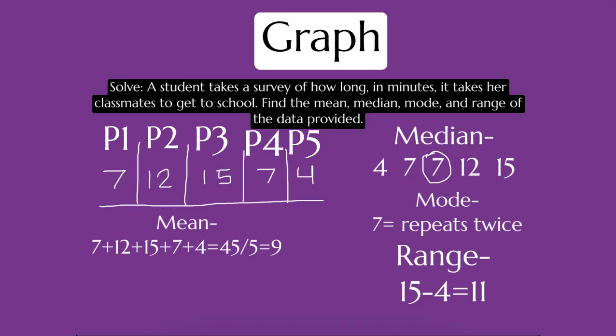Lastly, we need to find our range. Since we already arranged our numbers when finding the median, we just have to subtract 4 from 15, which gives us 11 as our range.